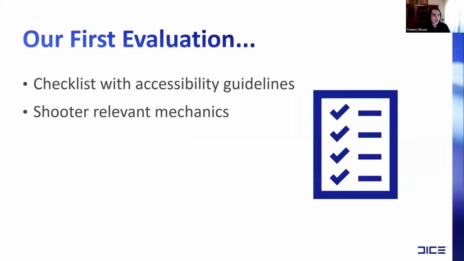So to learn where our games stand in terms of accessibility, the first evaluation was done by using a checklist. And this checklist was filled with guidelines that were found from researching what the best practices are. That was found by reviewing academic papers, Xbox and game accessibility guidelines, and other types of community work. And the checklist was filled with shooter-relevant guidelines and other guidelines that cover elements in our games, such as menu navigation, storytelling, and player communication.